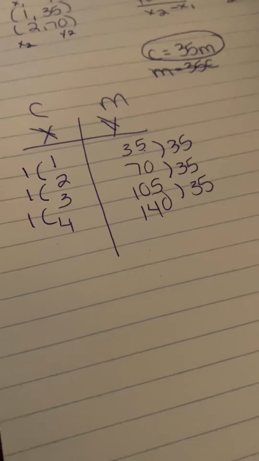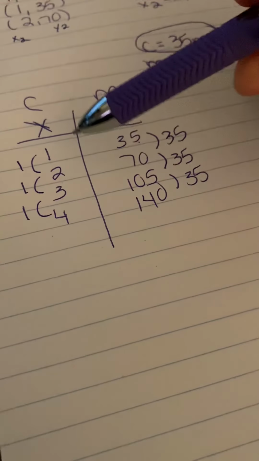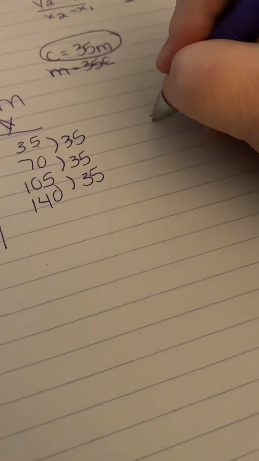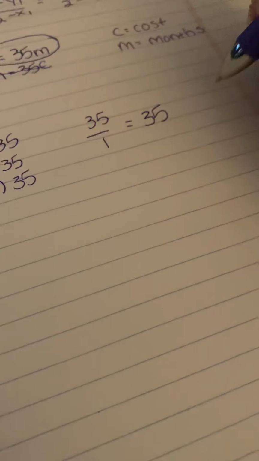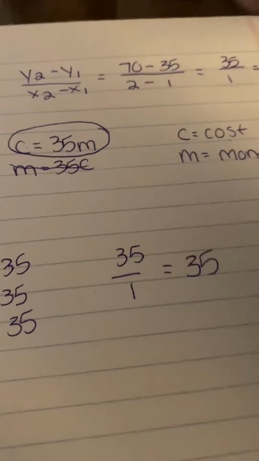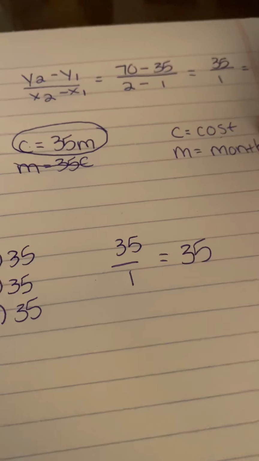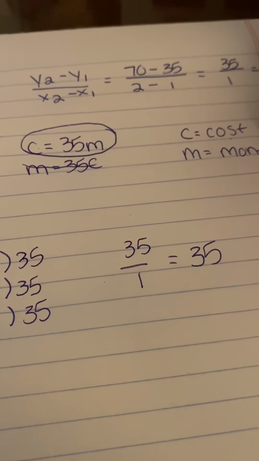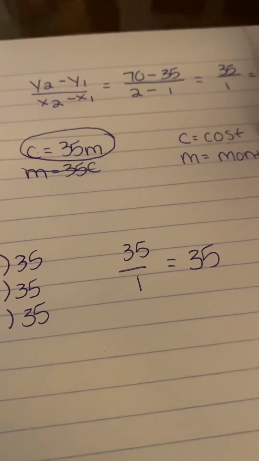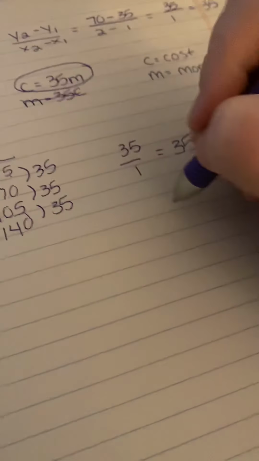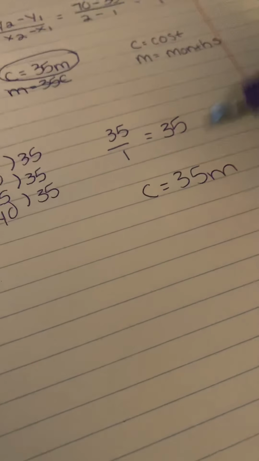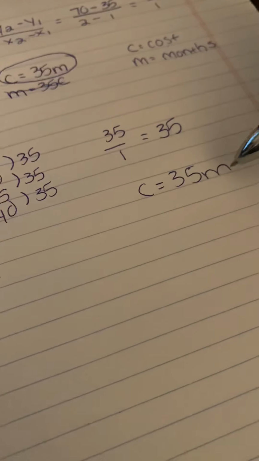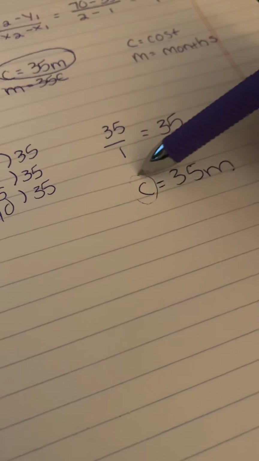And then I do the same thing. I divide my Y by my X. So I would have 35 divided by 1, which is just equal to that 35. And then I would go through the same process that I went through up here in determining what my equation is going to be. So again, my equation would be C equals 35M because it's $35 per month, and that would be your total cost.